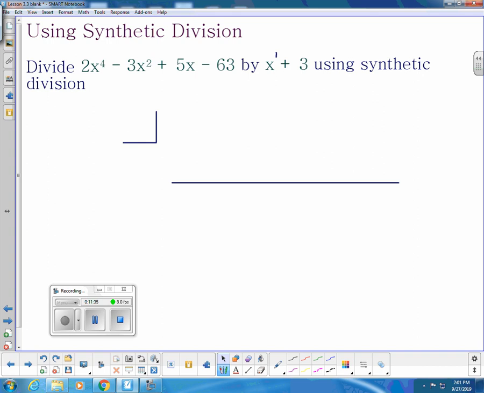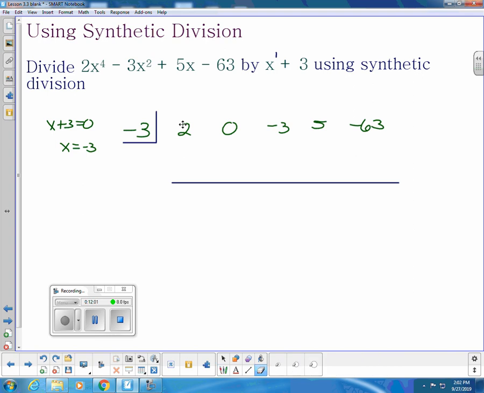So you have to take your divisor, set it equal to 0, and solve. So we're going to get x equals -3. That's what goes into the box. Then you're going to write your coefficients. Same thing as with long division. If you're missing a power, you need to put a 0 in there. So I don't have a cubic term, so put a 0 in there. So write your coefficients down, and then you're ready to go.